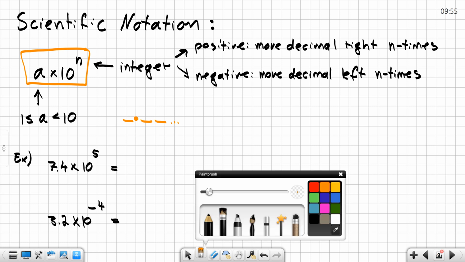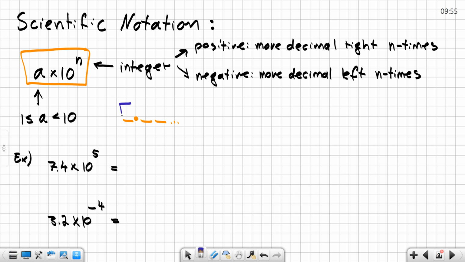This first number, the one that comes in front of the decimal, has to be a digit. Either 1, 2, 3, 4, 5, 6, 7, 8, or 9. It has to be one of those numbers. It cannot be 11, 12, 13, or 0.